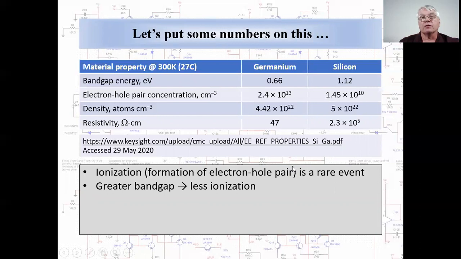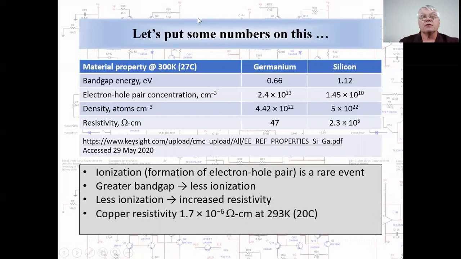By way of comparison, diamond has a band gap of 6 electron volts. Compare that to these numbers, and it is an insulator. Less ionization means fewer free electrons and greater resistivity, which is the material property having to do with how well or how poorly it can conduct electricity.